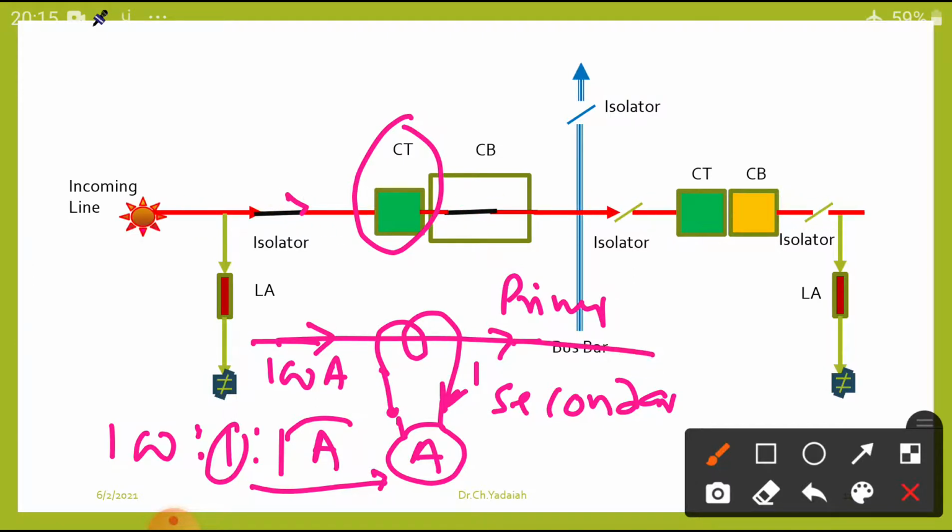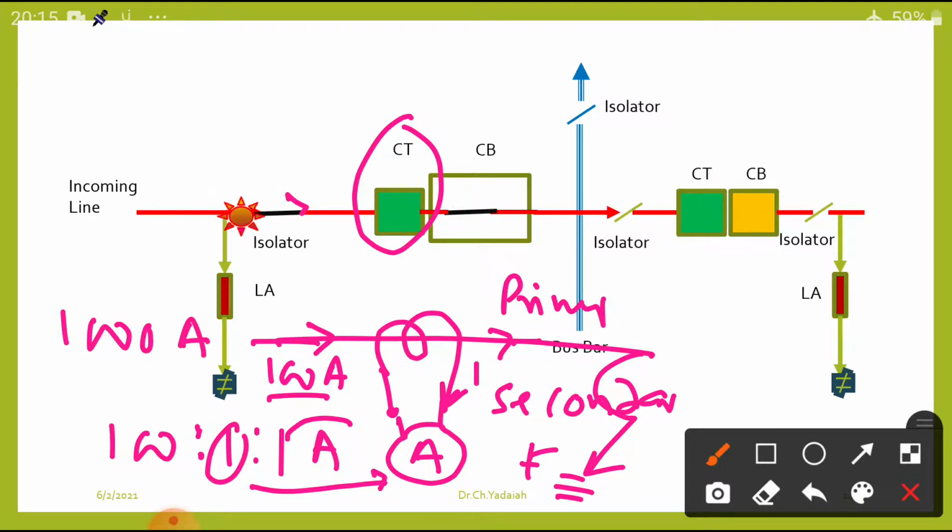If the line falls on the ground and a fault occurs here, then what happens? Instead of 100 amperes, the current may increase to 1000 amperes. Fault current may be very severe, very high. In that condition, the secondary current, with 100:1:1, increases 10 times. So 10 amps flows in the secondary, and automatically the ammeter gives a reading of the higher fault current.